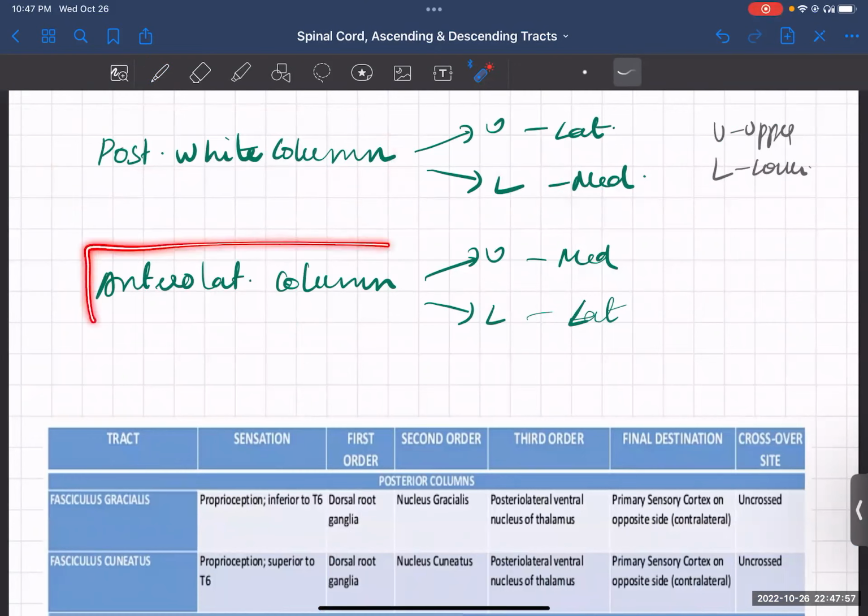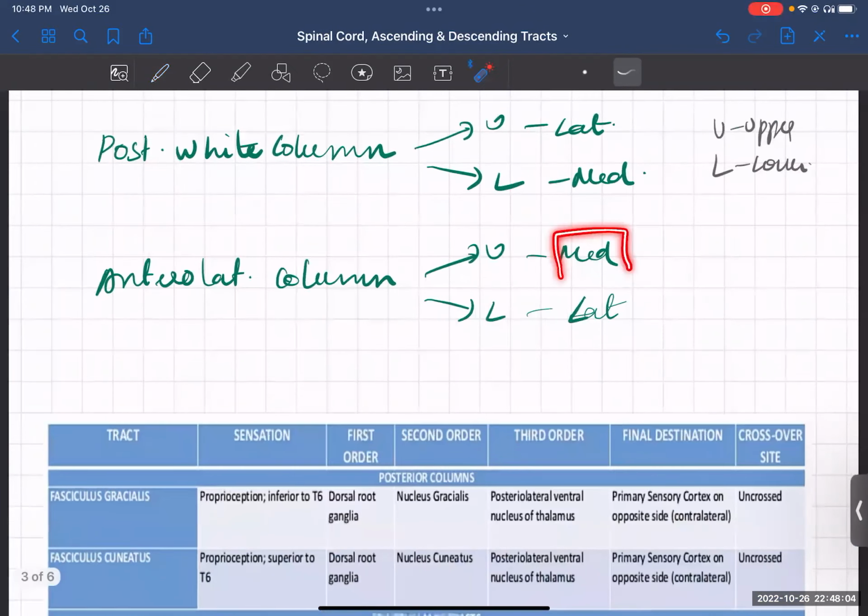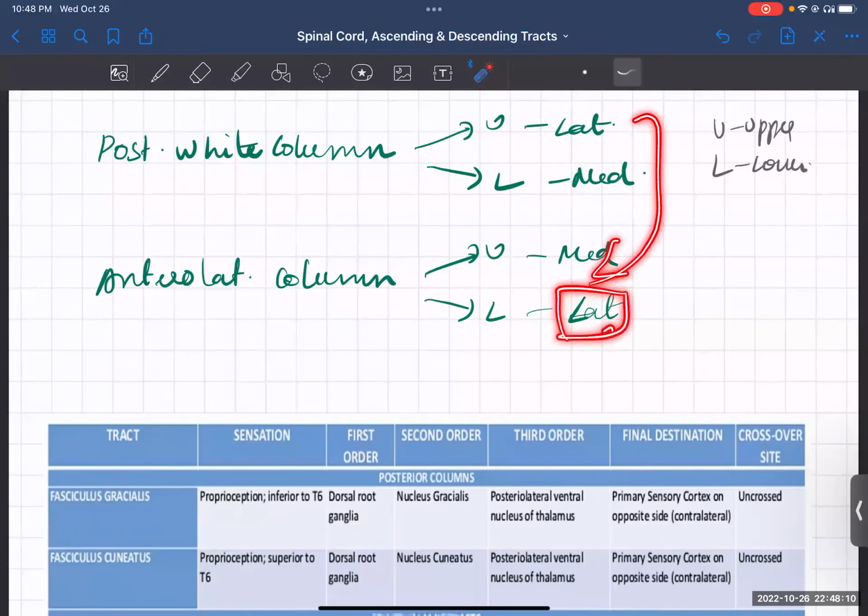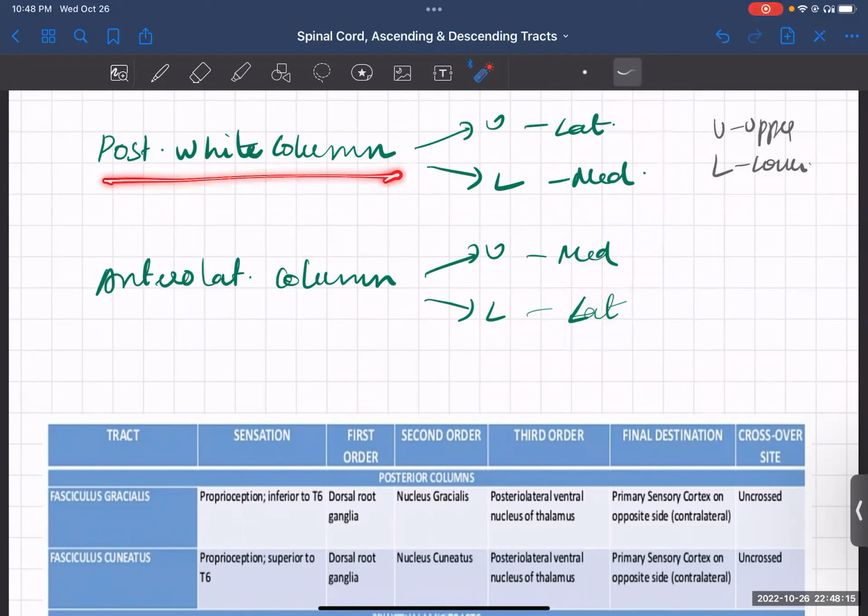But when you take your anterolateral column, in that upper segments, your cervical and upper thoracic segments, enter your spinal cord medially, whereas your lower segments, sacral and lumbar, enter your spinal cord laterally. It is the complete opposite. So just remember the posterior column, and for the anterior column, just remember one so that you can put the opposite for the other one.